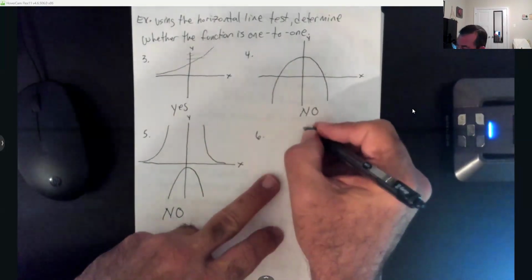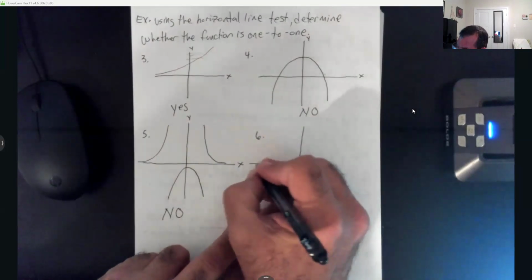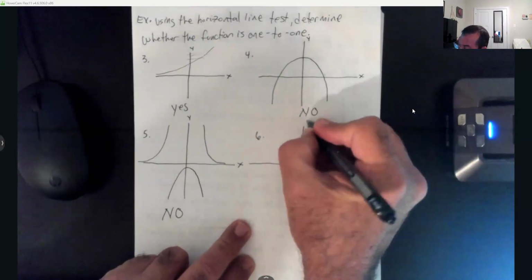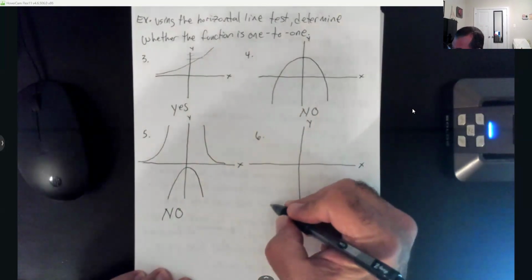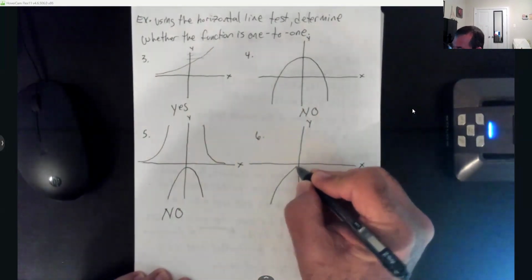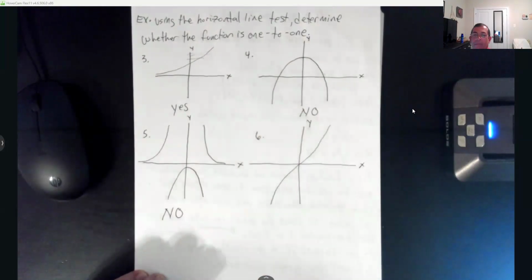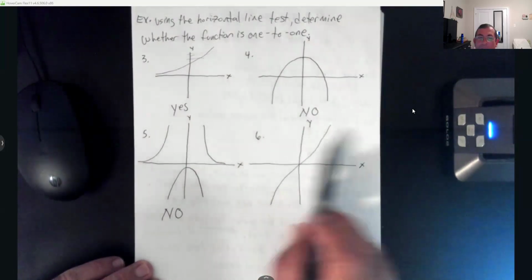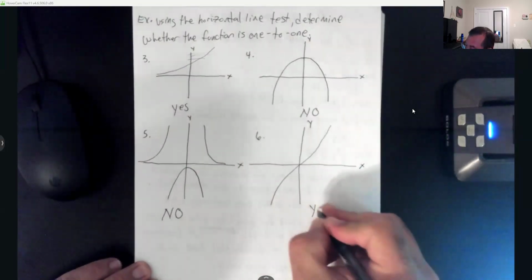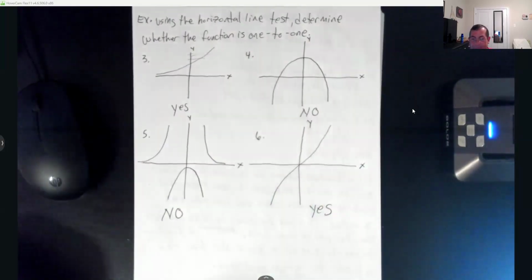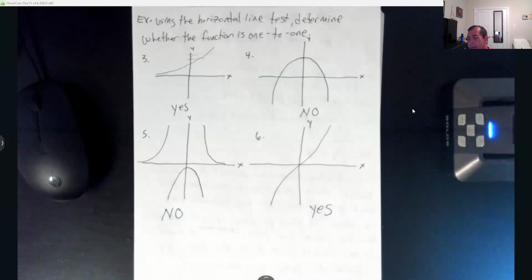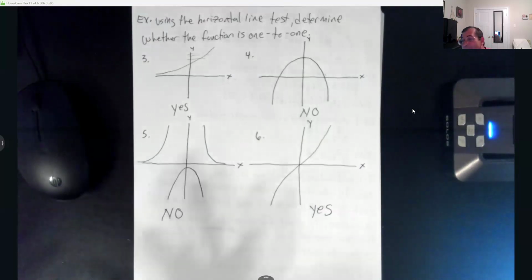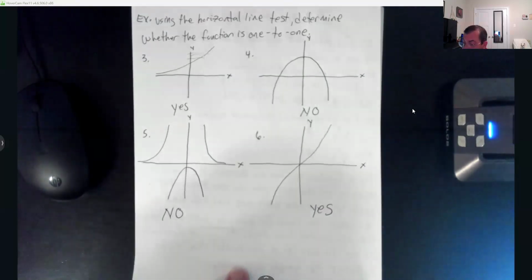All right, also they had one more. What about these little squiggly lines that we were drawing? Yes, because if you draw these horizontal lines, it's only going to intersect it once everywhere. So that one would be a yes. All righty. So that was all setting us up so that we could actually find inverses of a function.